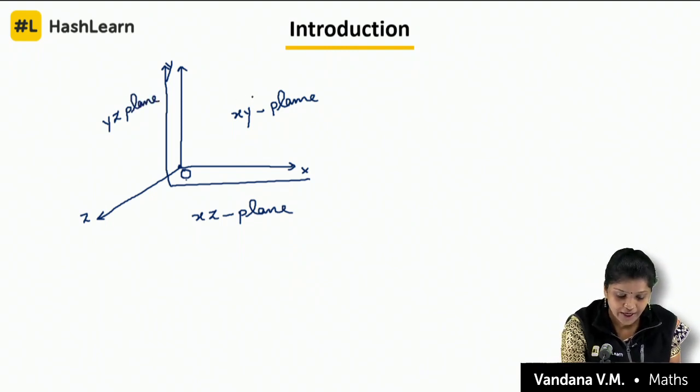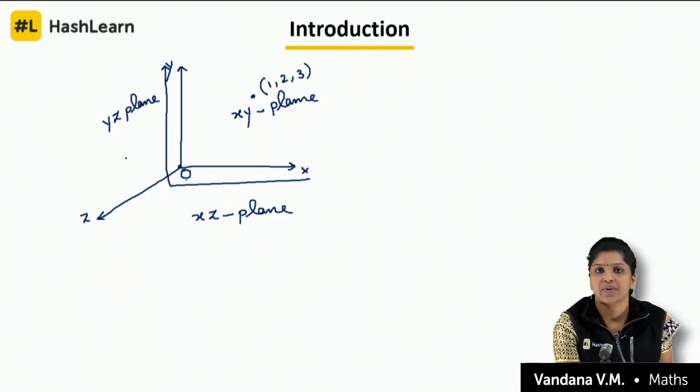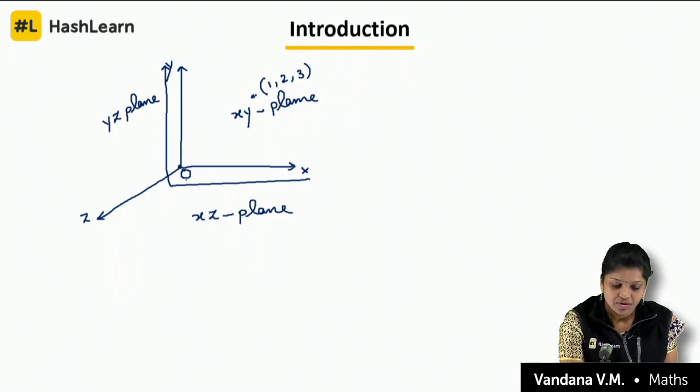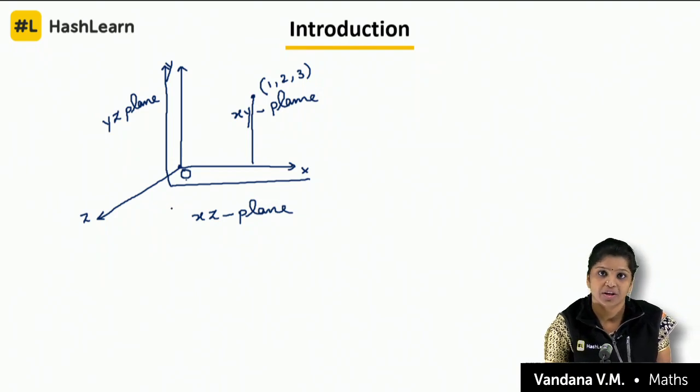Suppose you are taking some point like 1, 2, 3, and you are drawing the perpendicular to the XY plane, or parallel to the Y axis. Perpendicular to the XY plane means the Z coordinate will be 0. Clear? Like that.